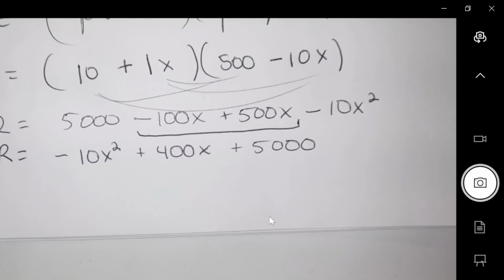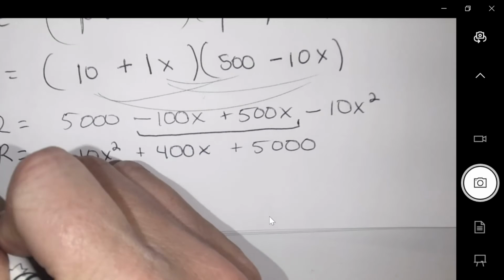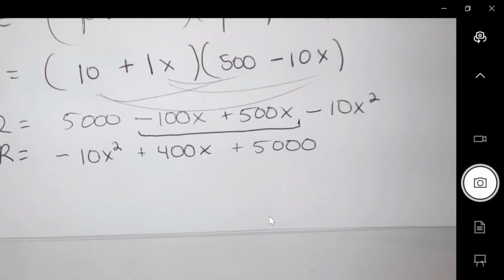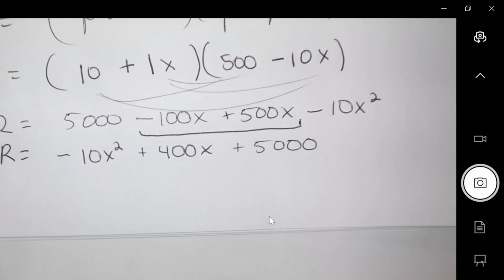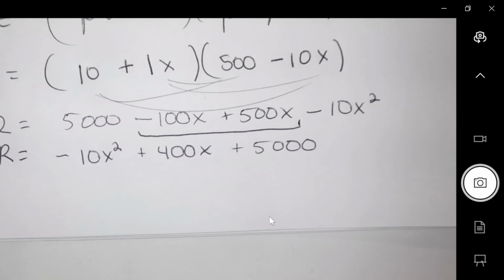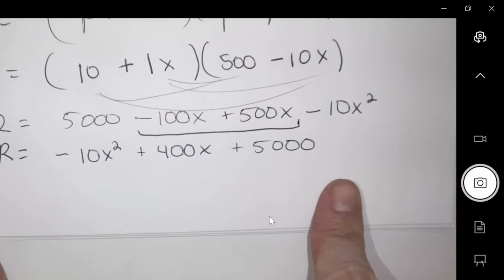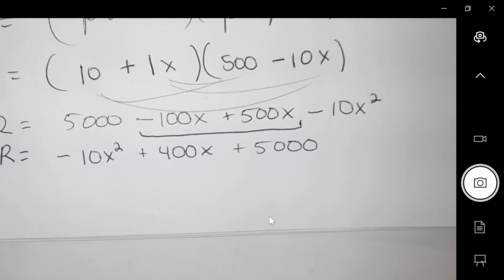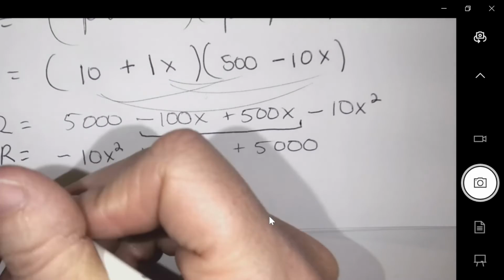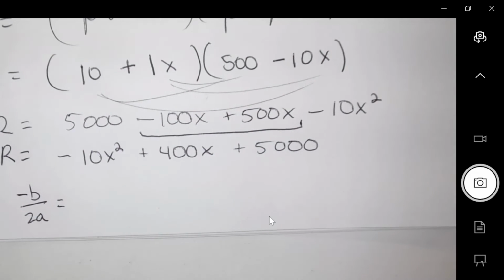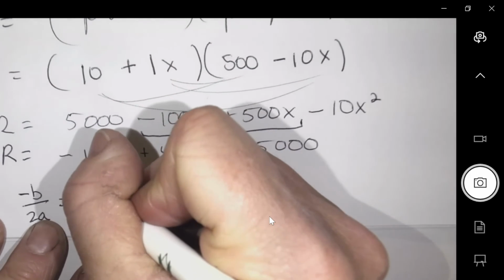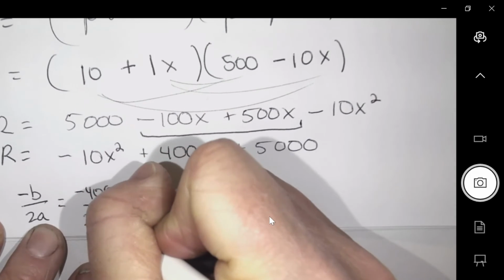Okay, just like last time, we're trying to get a maximum. So what do we do to get a maximum? A maximum is on the top, so I need the vertex. How do I get a vertex with an equation that looks like this? What's my little technique? What's that little formula? Negative b over 2a. So negative 400 over 2 negative 10s.